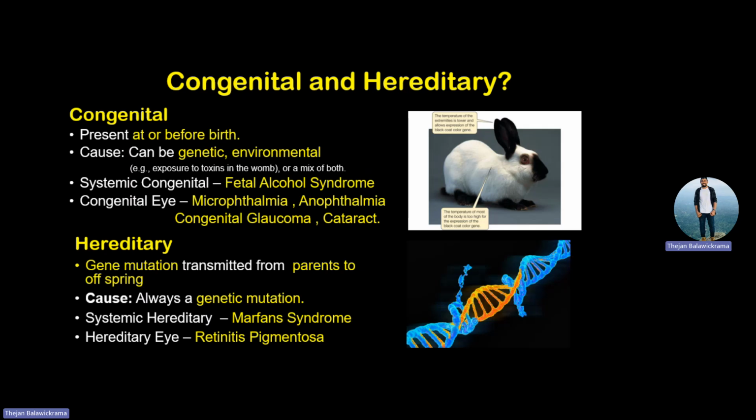The cause is genetic mutation, and the examples we will be talking about are Marfan syndrome and retinitis pigmentosa. So just know the basic difference. I don't want to go into detail. Congenital means environmental and genetic. It's present at birth or before birth. Whereas hereditary is what you get from your parents, and that's due to a genetic mutation, a change in the gene. So basically that's it. I don't want to mention a lot of things in the note.